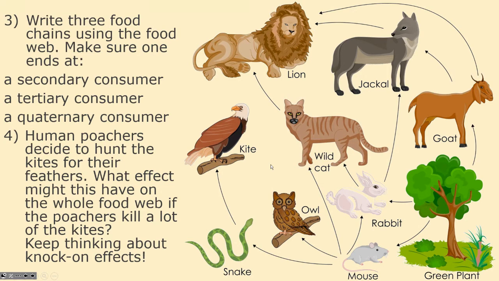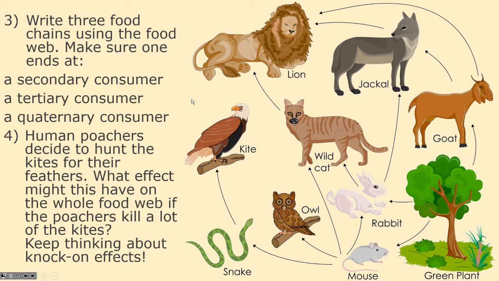A food chain that I reckon I would go for that ends at a secondary consumer would be green plant, mouse, owl, because there's nothing after the owl, nothing eats the owl. A chain that ends in a tertiary consumer: green plant, mouse, snake, kite, because there's nothing that eats the kite. And something that ends in a quaternary consumer: green plant, mouse, rabbit, wildcat, lion. Or you could go green plant, mouse, rabbit, jackal, lion.